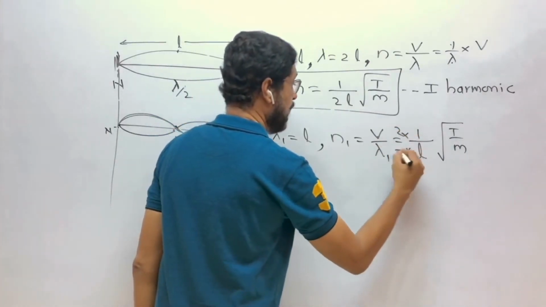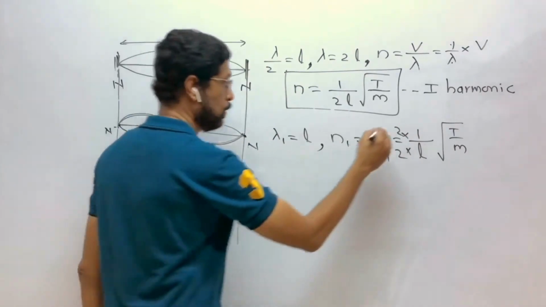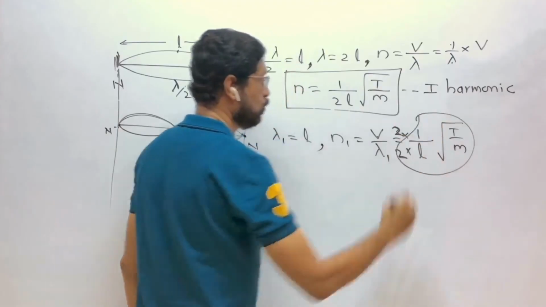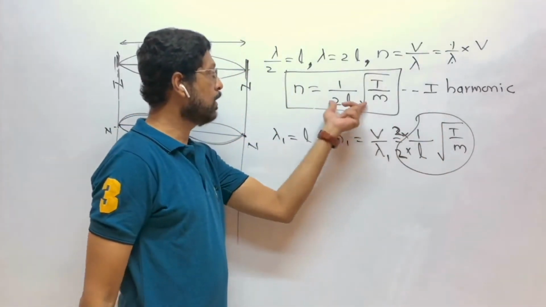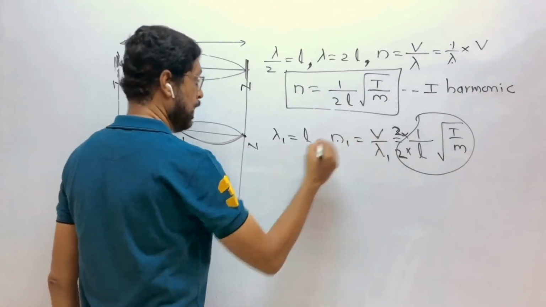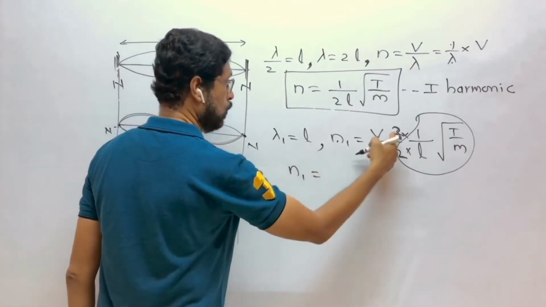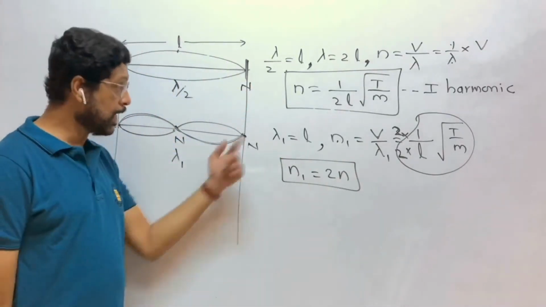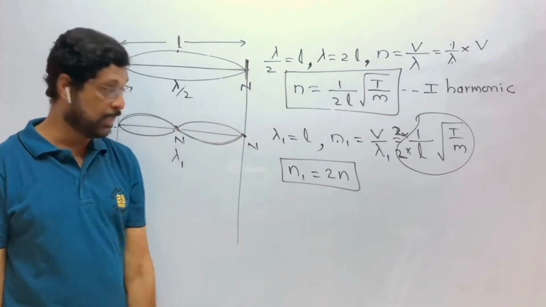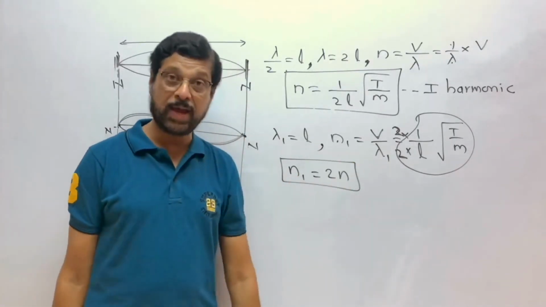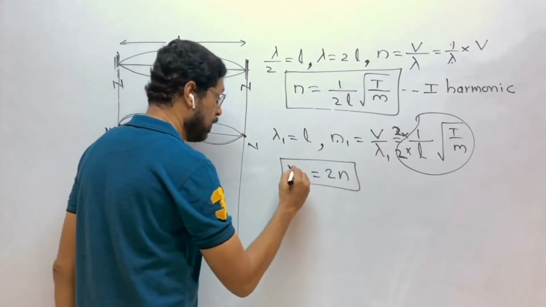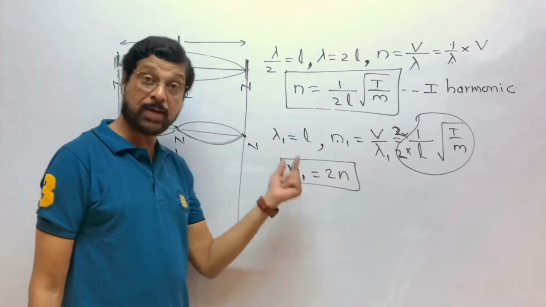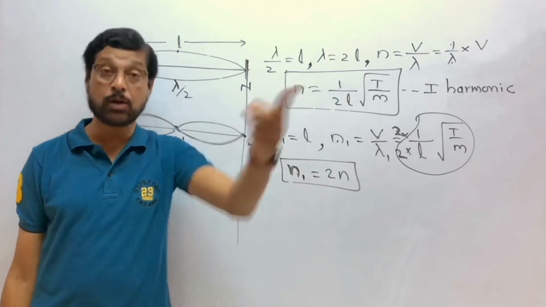If you multiply and divide it with 2, I multiplied by 2 and divided by 2, this 1 upon 2L under root T by M is N, which means N1 is equal to 2 times N. So the next mode of vibration, the next frequency N1 is equal to 2N. This is called first overtone.